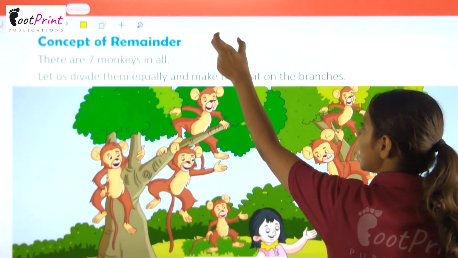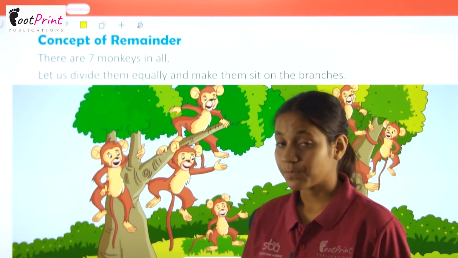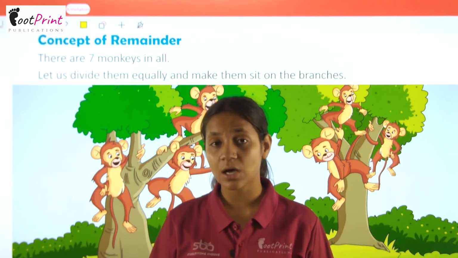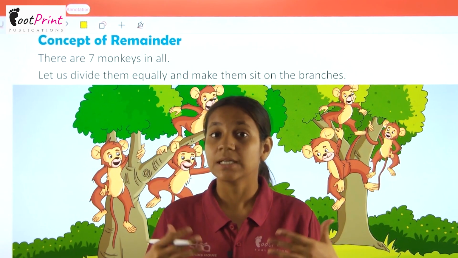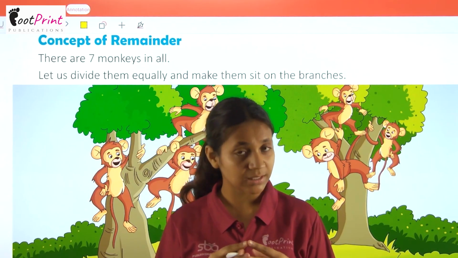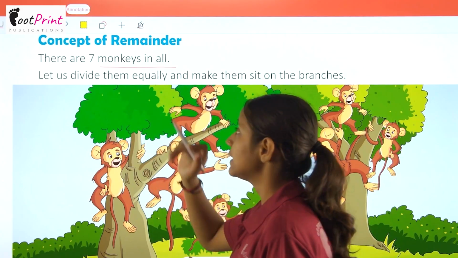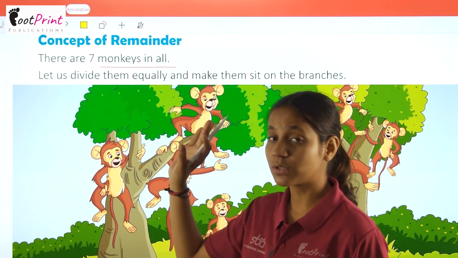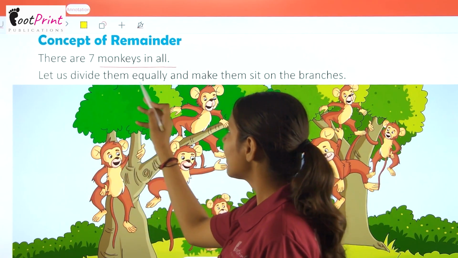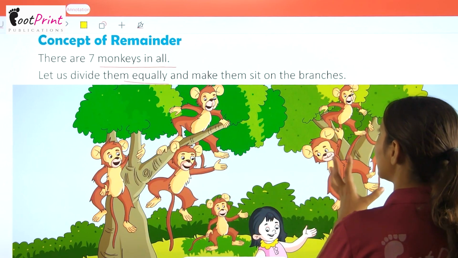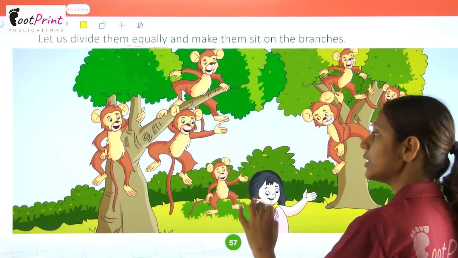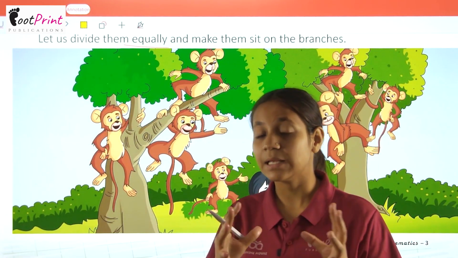Now we have the concept of remainder. We just saw what a remainder is, what is left over. But we will understand it even better. There are 7 monkeys in all. Let us divide them equally and make them sit on our branches.